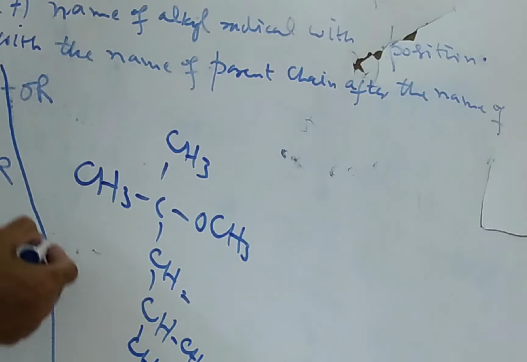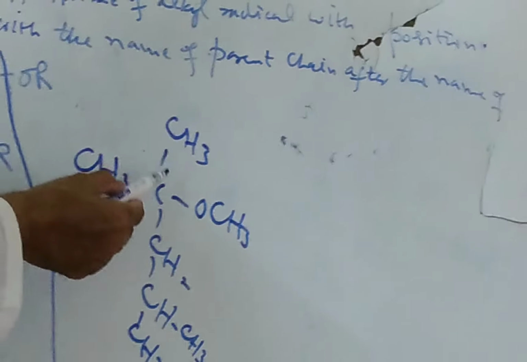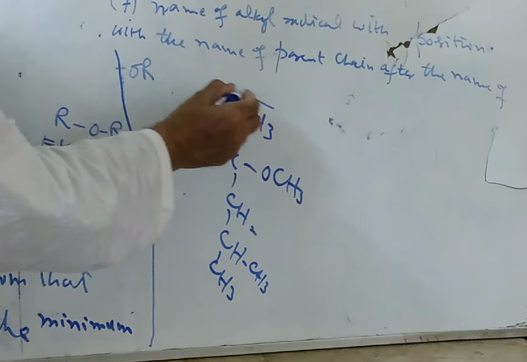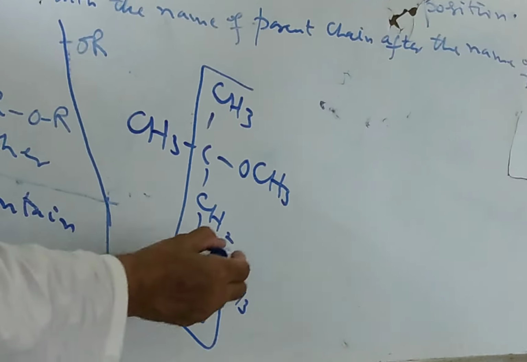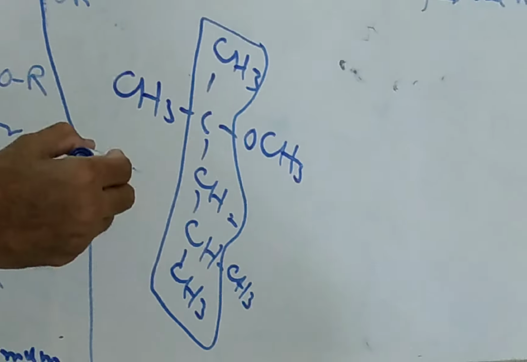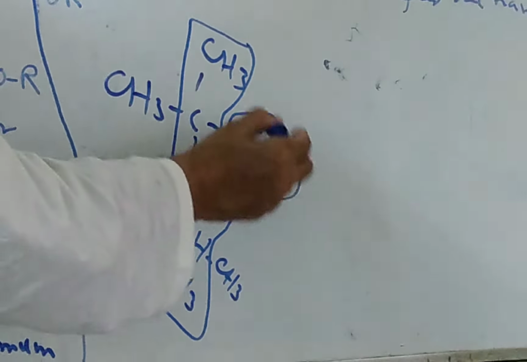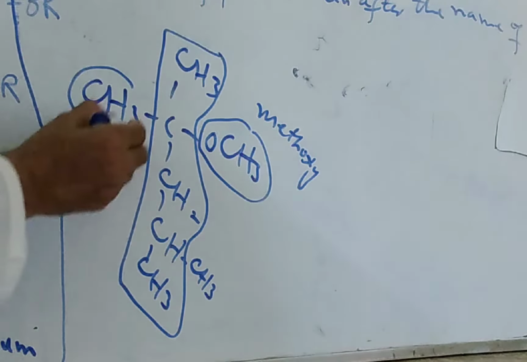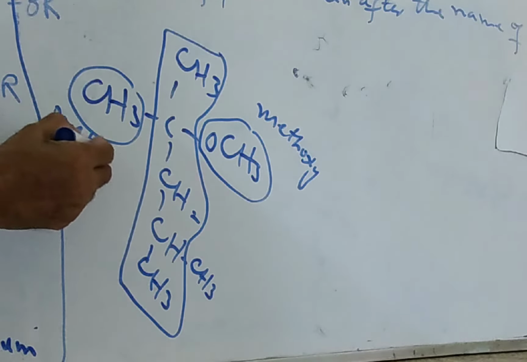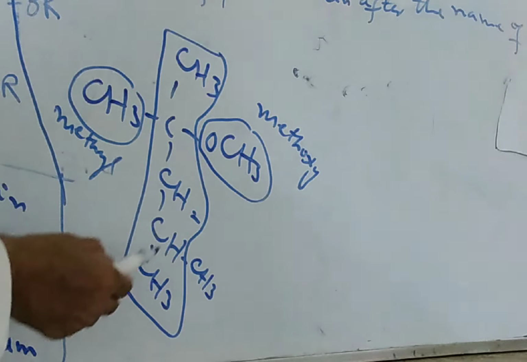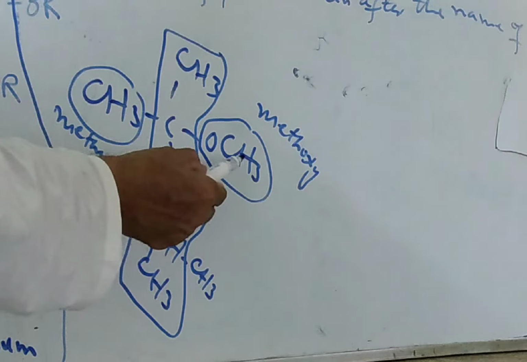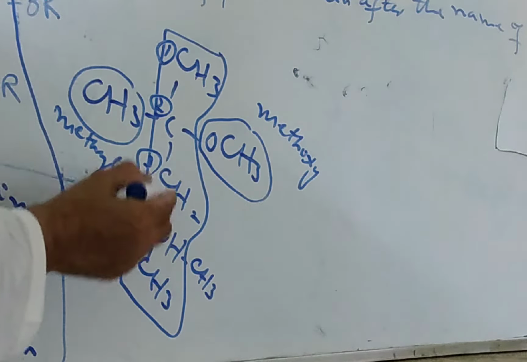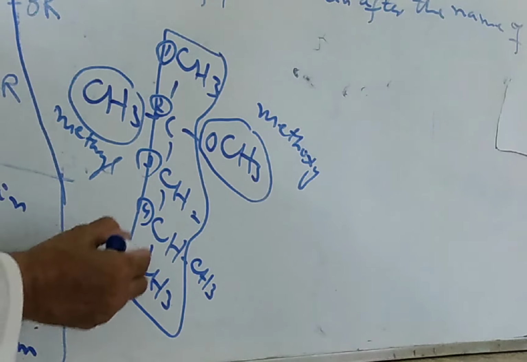Now in this case, select the longest chain 1, 2, 3, 4, 5, 1, 2, 3, 4, 5. So this is the longest chain to which the OR is attached. Now the functional group is the methoxy, and this is the methyl group. Now numbering 1, 2, 3, 4, it comes at the 4th position, but from this side it is the lowest position 1, 2, then 3, 4, and this is the 5.